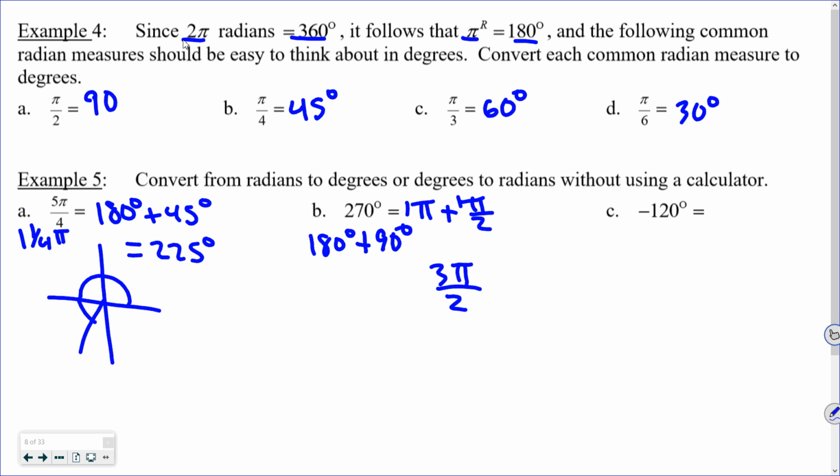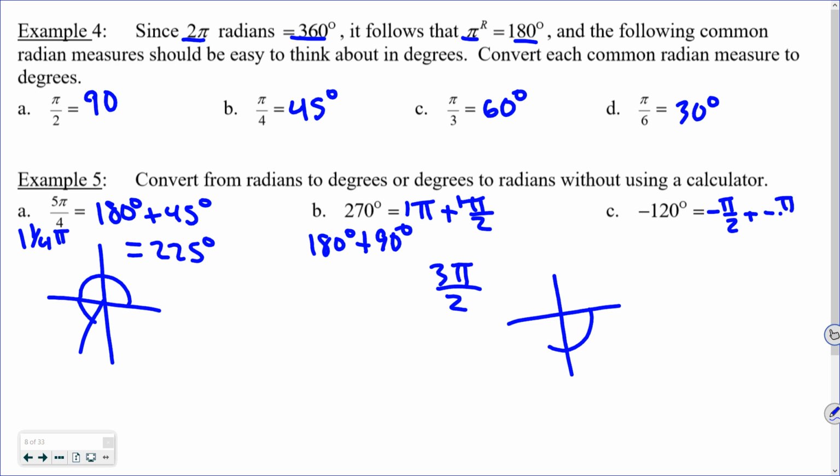Okay, -120. All that means on our unit circle is that I'm going backwards. So there's 90, and there's 30 more. We know that 90 was a half pi, so -1/2 pi. Then I have to go plus 30 degrees more? Well, 30 degrees was pi over 6.